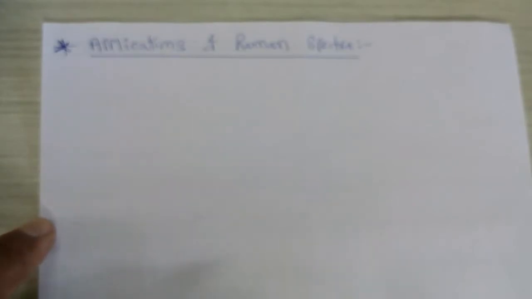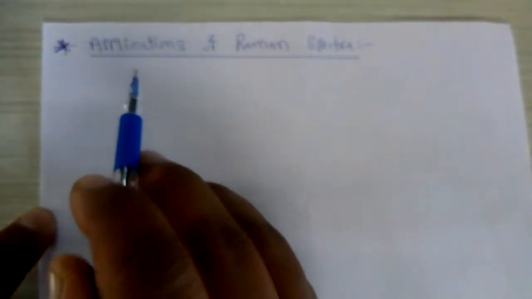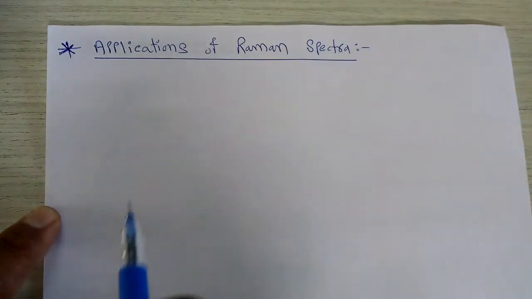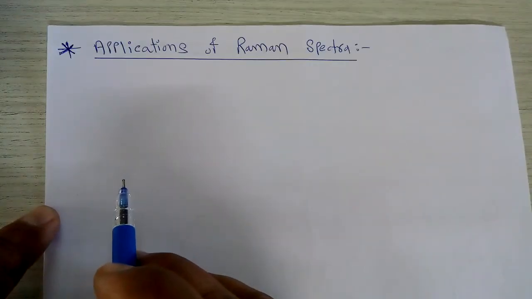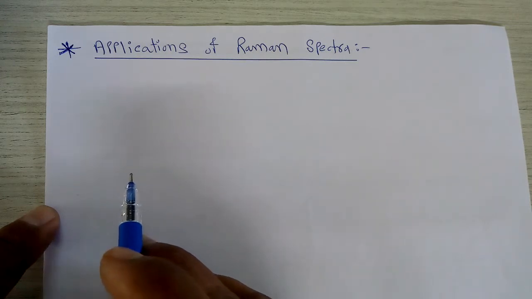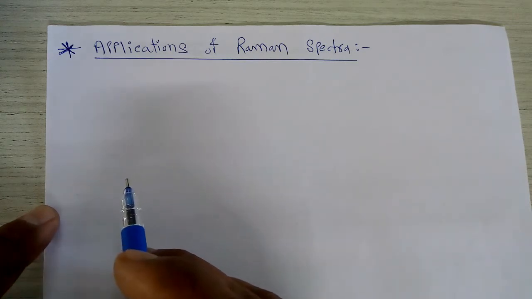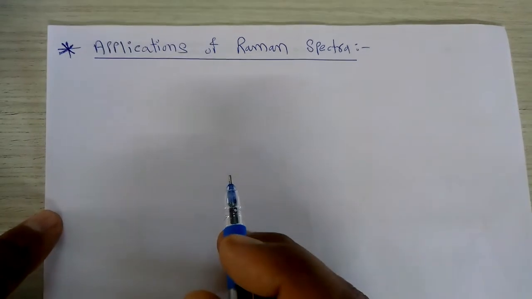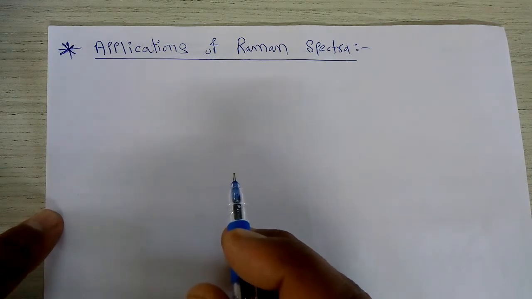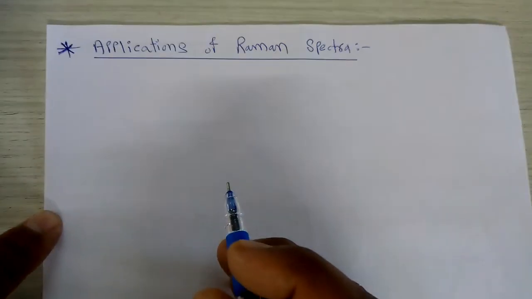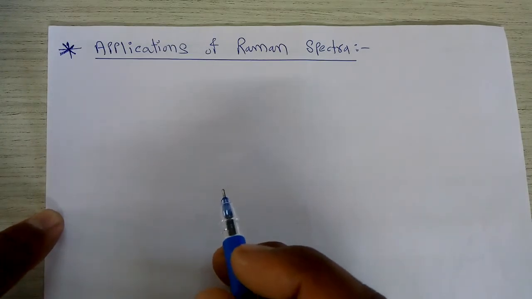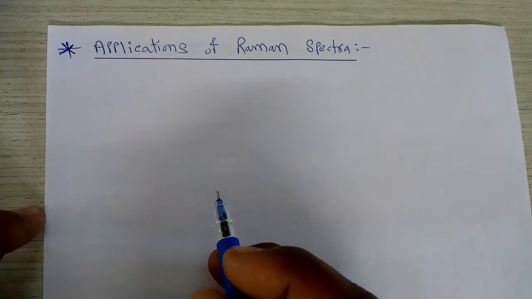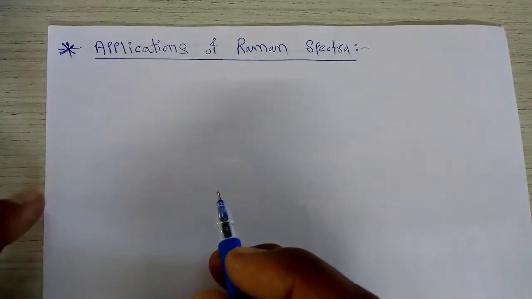Now, in the last session of this spectroscopy, we are interested to study the different applications of this Raman spectra. What type of information we can get from this type of spectra, that we have to study in this current lecture. This Raman spectra is very much useful as far as the study of molecular structure is concerned. We get various types of information regarding molecular structure. So, what are the different applications? We have to study them one by one.